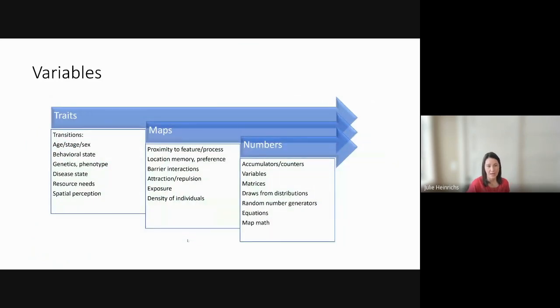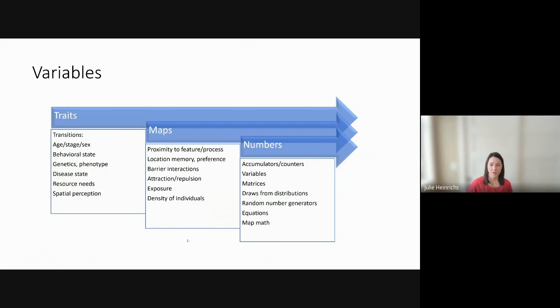So I guess at its core, we try to add this information in various ways. And we program individuals with their traits, and we can transition them among different categories with different rules. So things like ages or behavioral states or resource needs or perceptions. We can use maps as both input information and output information, and a way to translate information from one individual to another within the simulation.